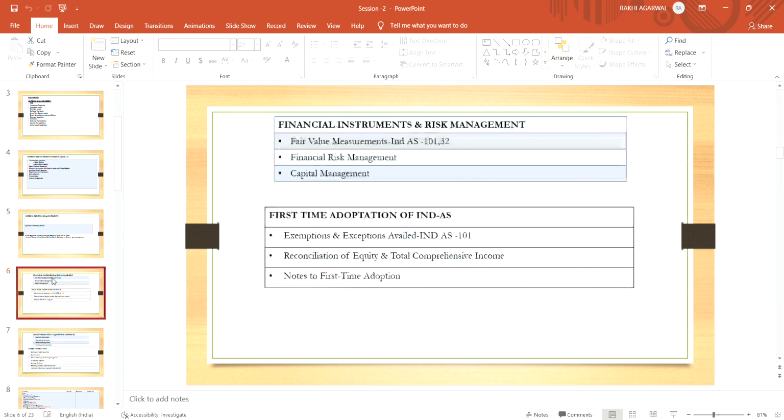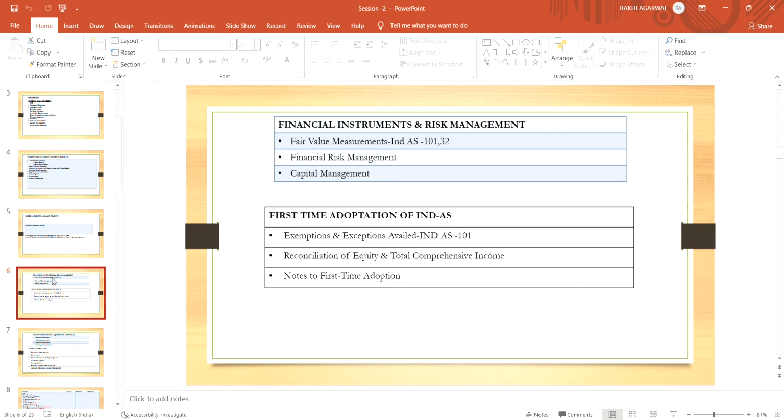Now comes financial instruments and risk management. In this we will disclose fair value measurements. In detail, we will learn under Ind AS 101 and 32 what the fair value measurements are and how we will determine fair value measurements. Then financial risk management and capital management. These are the disclosures. Now comes first-time adoption of Ind AS.